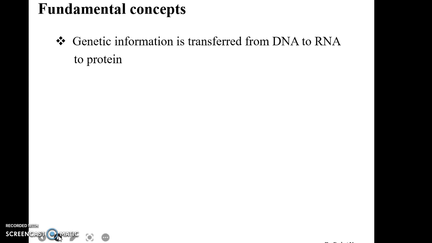Next fundamental concept is that genetic information is transferred from DNA to RNA, then to the protein. That is also known as the central dogma of life. Many genes encode traits by specifying the structure of the proteins, and genetic information is first transcribed from DNA to RNA and then from RNA to the protein, which is also known as the central dogma of life.